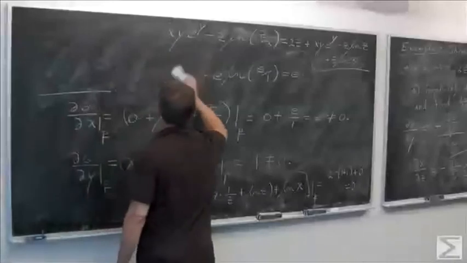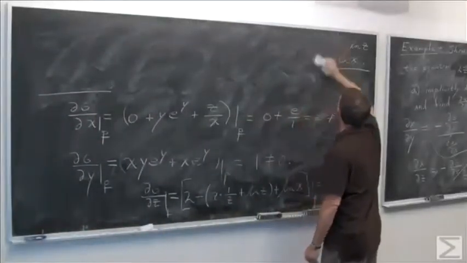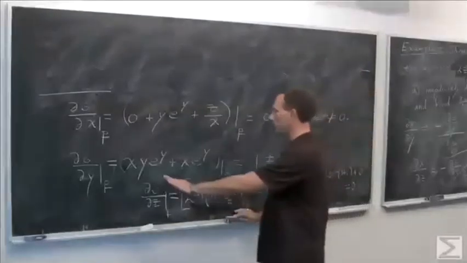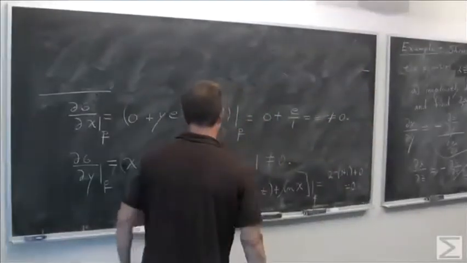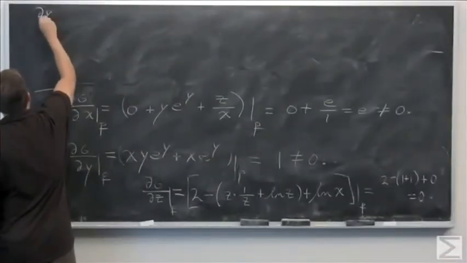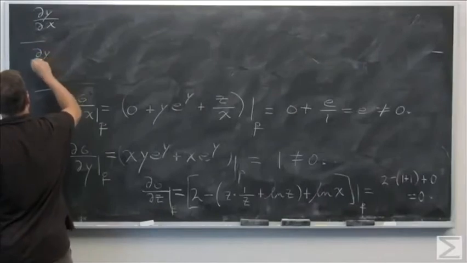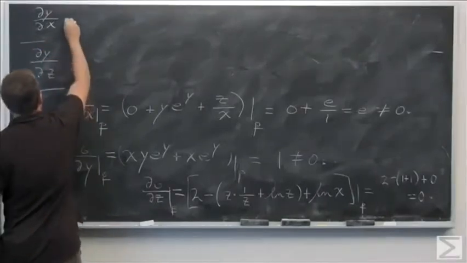In part B, we were solving for y in terms of x and z. We saw that we could do that because the partial derivative of g with respect to y is not 0 at the point in question. So the question is, what do we get for the partial derivative of y with respect to x and the partial derivative of y with respect to z?